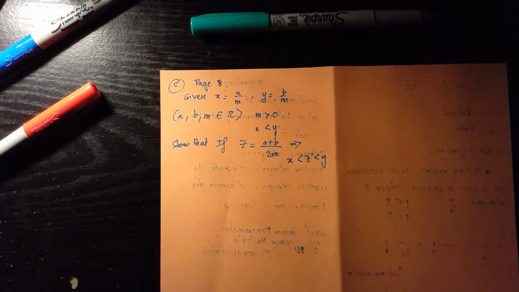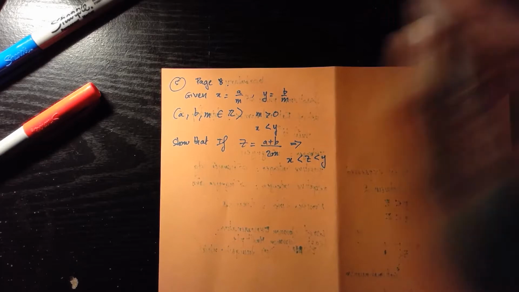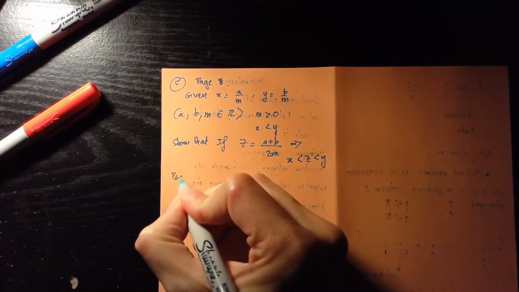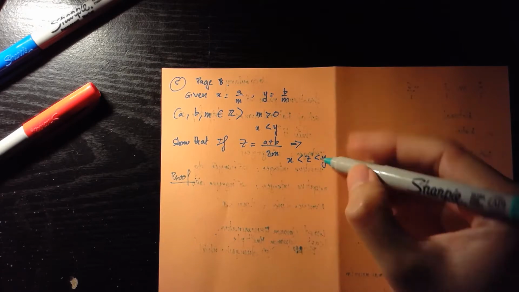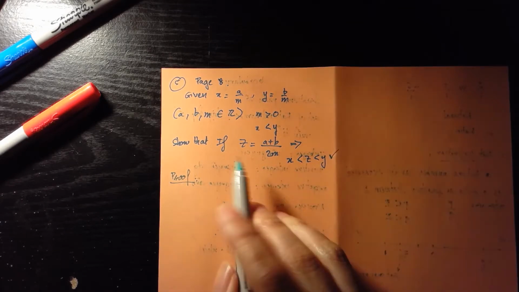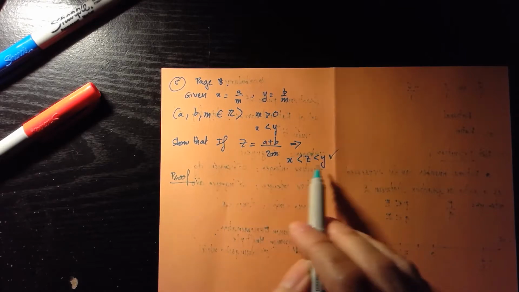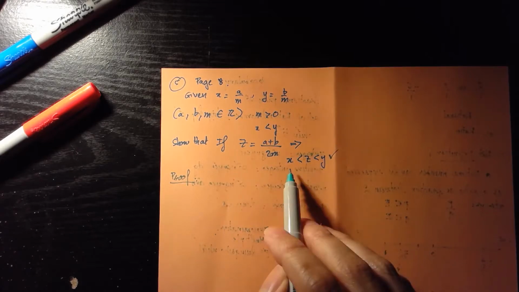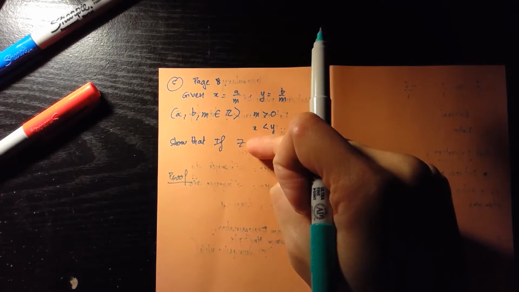Okay, let's see how we're gonna do this. Okay. Proof. Okay, let's see. And this is what we need to show. They give you this. Then we need to show that x less than z less than y. And they give you this. Okay, so we're gonna start with this one.